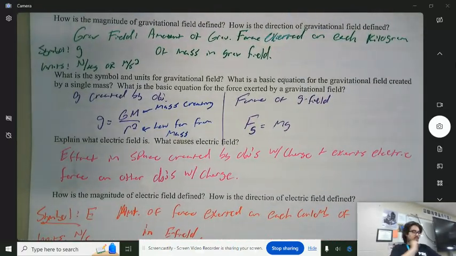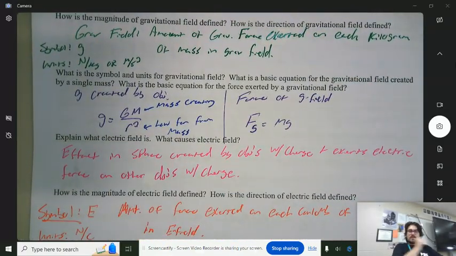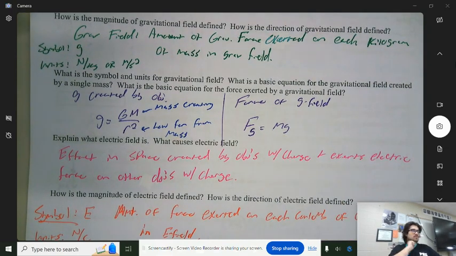There's two different equations that we have, which is g equals GM over r squared. That's for gravity created by an object. We learned that last year towards the end of the year, I believe, with gravitation, okay? And then there's also force of a G field, which is our traditional mg equation, or weight, right?